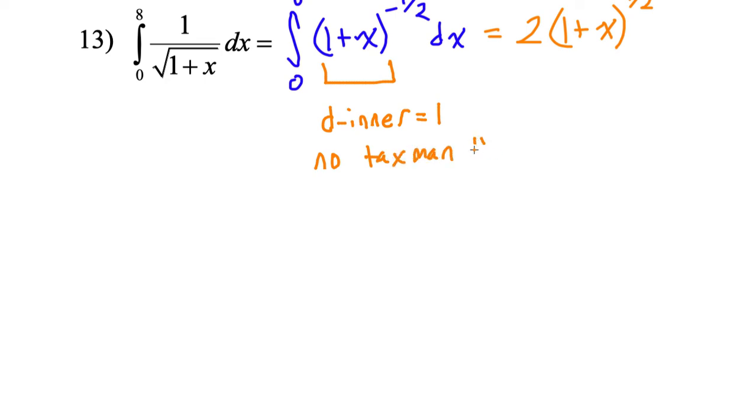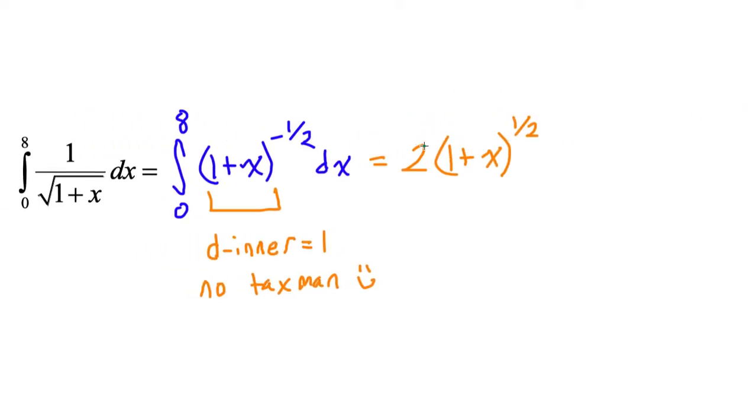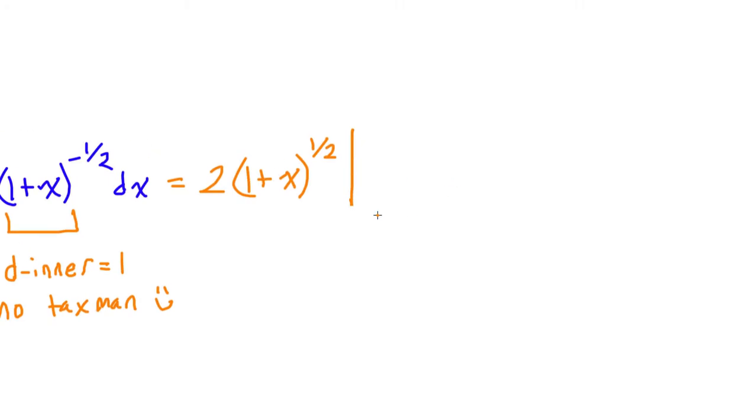Maybe with a little smiley face, because that's less work for us, right? And then, so I divided down, good. Okay, evaluation bar. Oops, let's keep it with yellow. Evaluation bar from 0 to 8. All right, so now I'm going to plug in 8. What happens when I plug in 8?